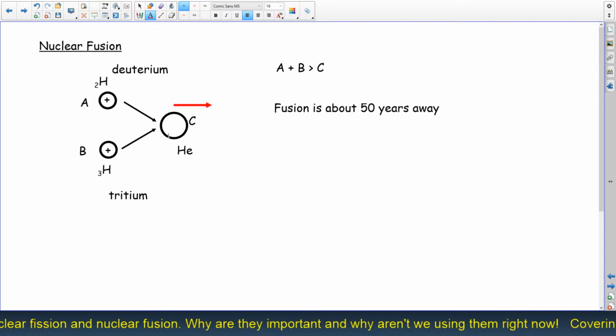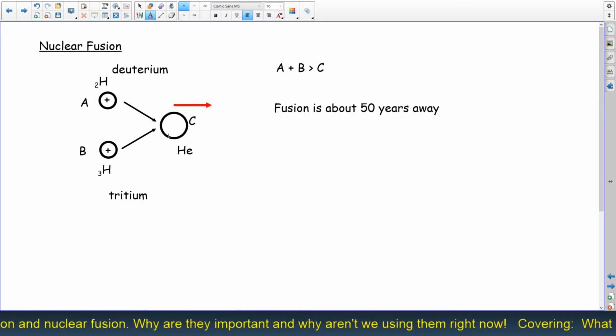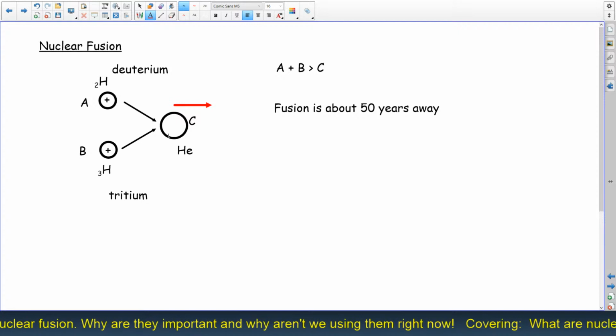Eventually the sun will run out of fuel, and that'll be the end of it. There's no magic going on here. Eventually it will run out of fuel.